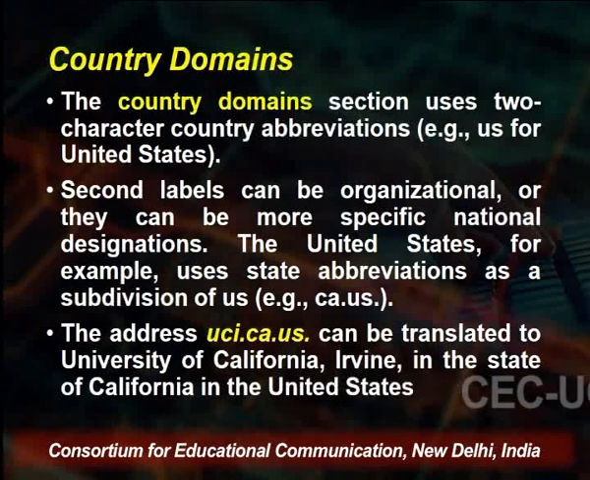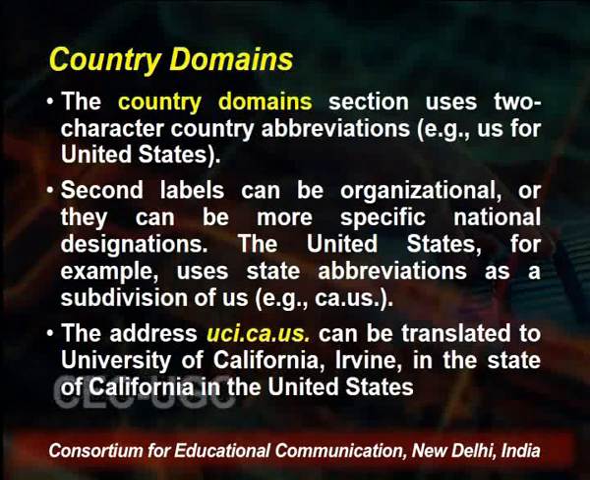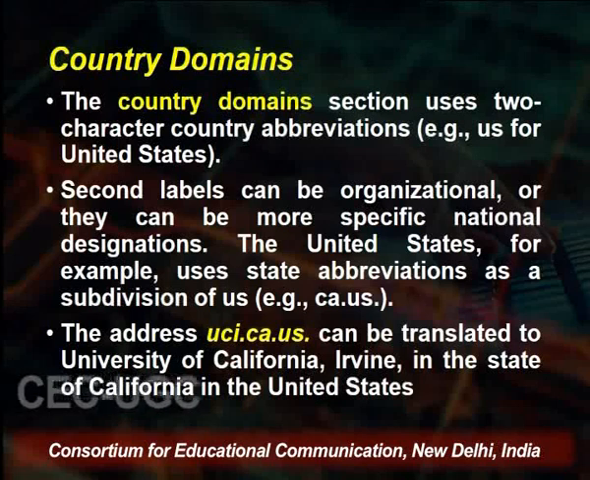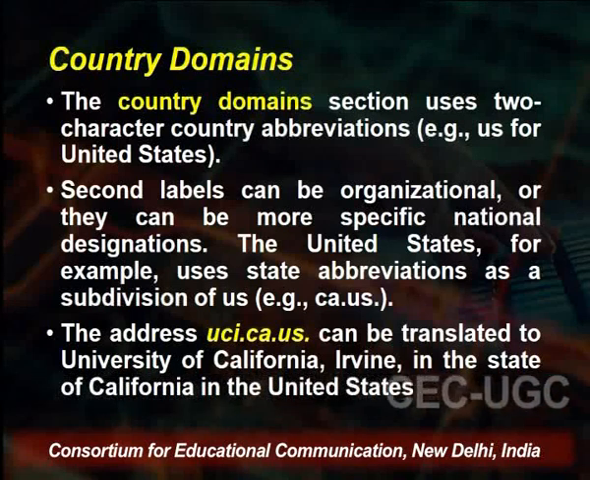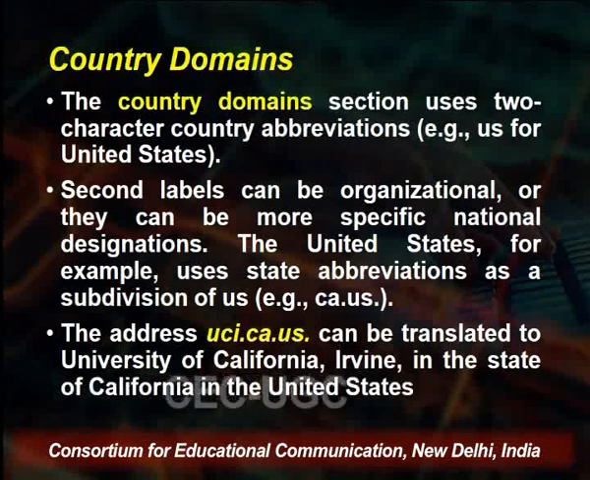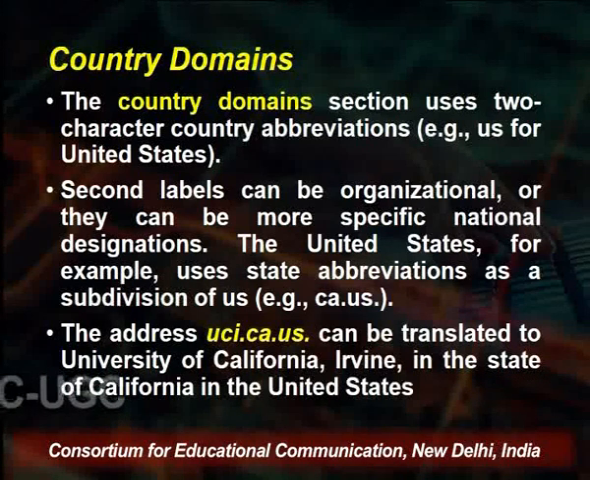The second type of domain names which are used on the internet are country domains, right. The country domain section uses 2 character country abbreviation. For example, we use .in for India, .us for United States, .uk for United Kingdom. Second labels can be organizational or they can be more specific national designation. Like for example, in India we will only have .in, right. But in case of USA, they will also have a second level or second label domain name, for the states, they identify with the state also.